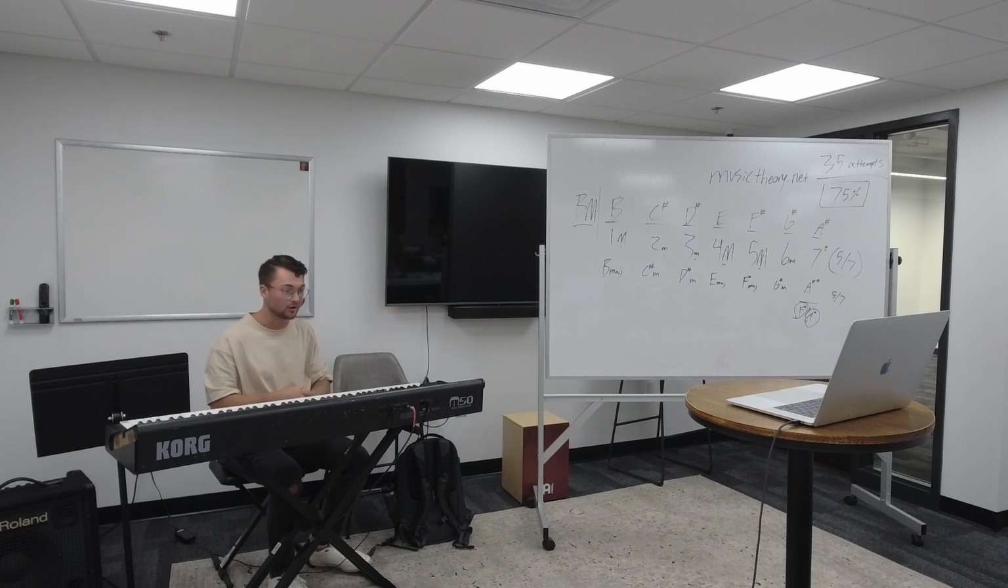So, in B major, here are the chords within the key of B major. B, C sharp minor, D sharp minor, E major, F sharp major, G sharp minor, F sharp over A sharp. 7 is in the bass. And then B major, back to 1.